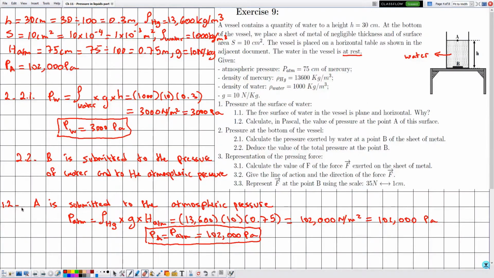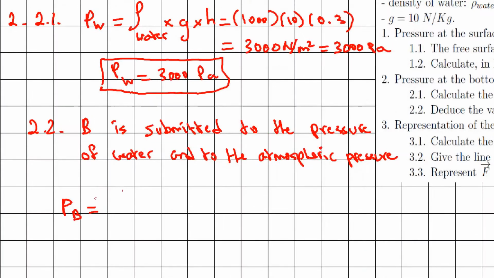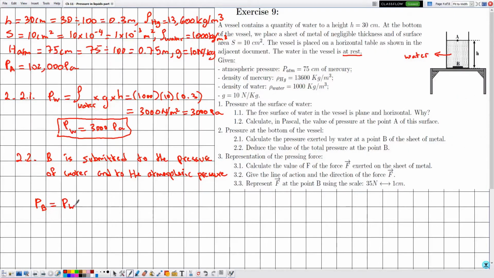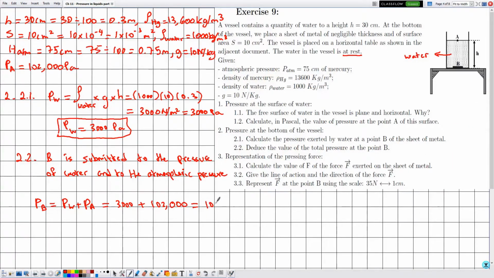Let me make some space here. Now we are ready to calculate the total pressure at the point B, which is the pressure of water, so PW, plus the atmospheric pressure, which is actually the pressure at the point A, so PA. Now the value of PW is 3000, and the value of the pressure at the point A is 102,000. Now plugging this into the calculator, the total pressure at the point B is 105,000.